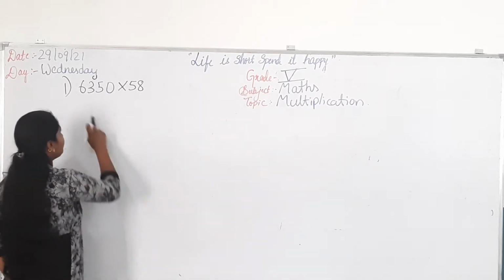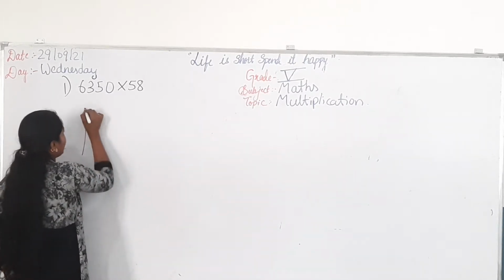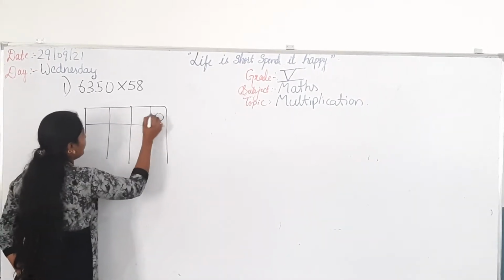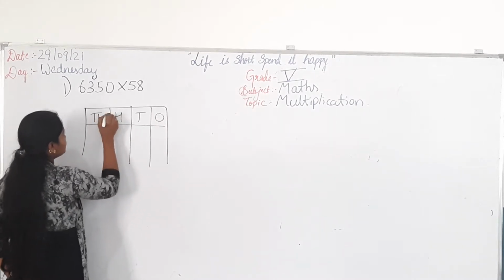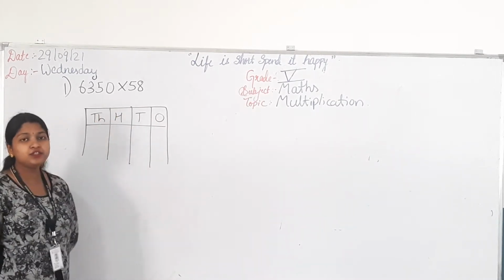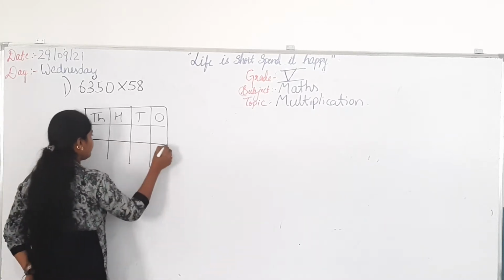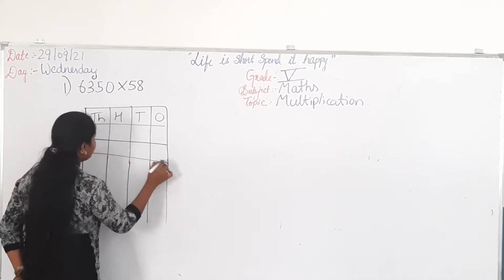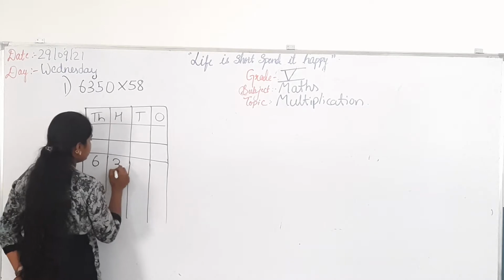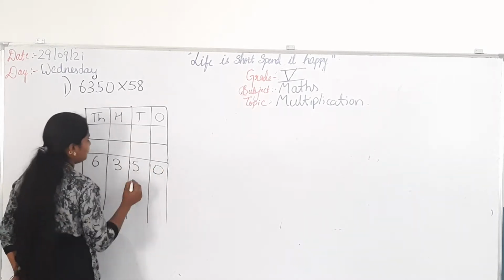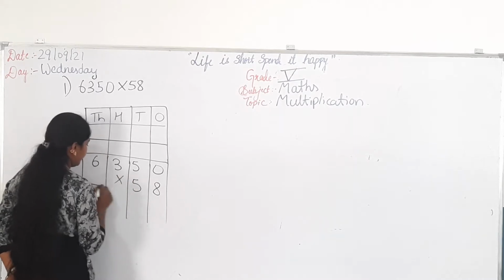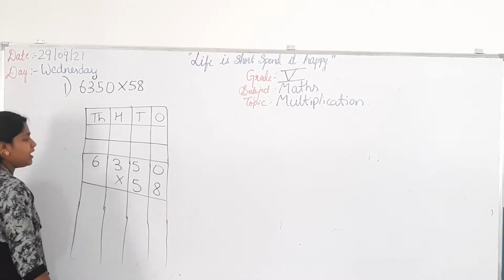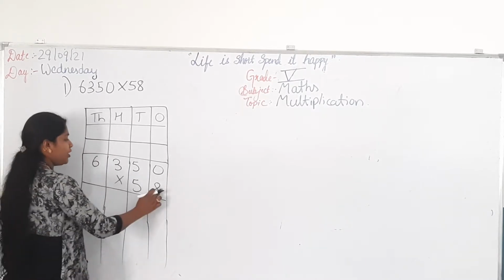So, this is a 4-digit number, so 4 places: 1, 2, 3, 4. You will have ones, tens, hundreds, thousands. Here the multiplier is a 2-digit number, so you will need 2 rows for the carry numbers. Then you will write the multiplication: 6,350 and the multiplier 58. Everyone is solving like this only. Now we have to start from the ones place.